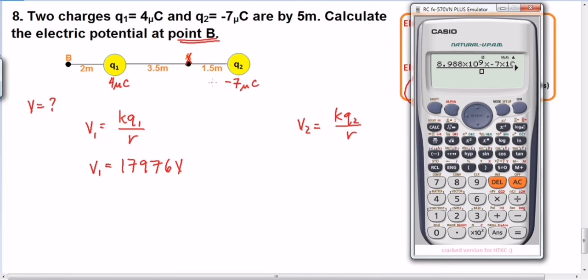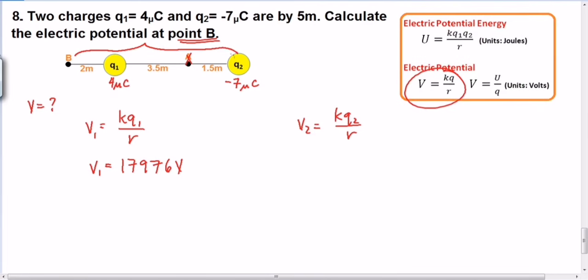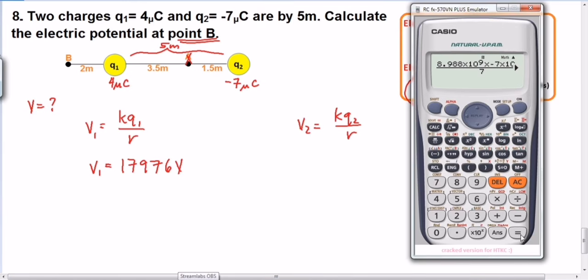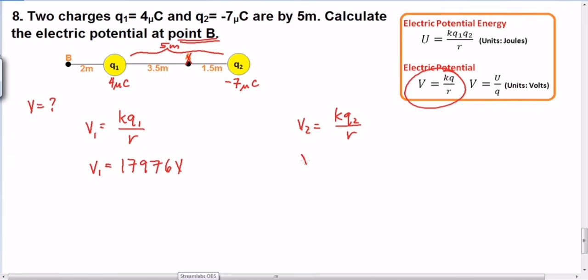Pero magkaiba ng R. So, ang distansya naman ng B hanggang sa kanya, syempre, 2 meters, tapos ito ay 3.5, ito ay 1.5. So, all in all, ang distansya ni B hanggang Q sub 2 is 7. Diba? Kasi 5 to eh. Given tong dalawang to, 5 meters. Ito naman, pag ganito, is 2. So, dito, hanggang sa kanya is 7. So, lalagay nyo, 7. Ayan. So, the answer is negative 8,988 volts.